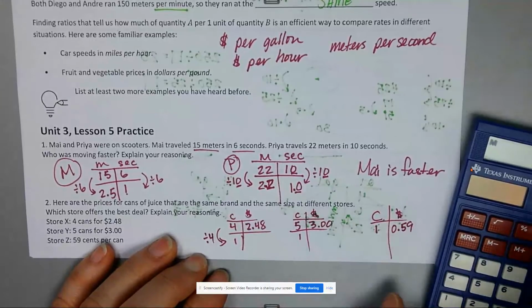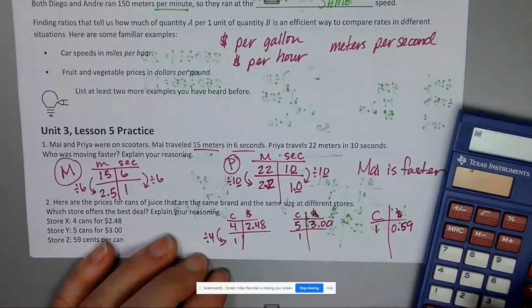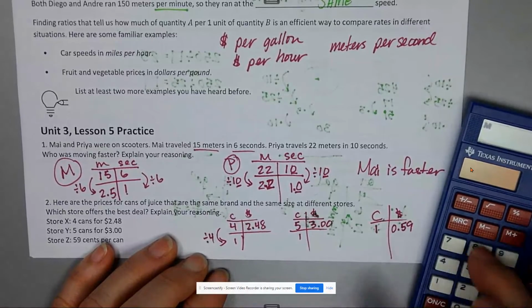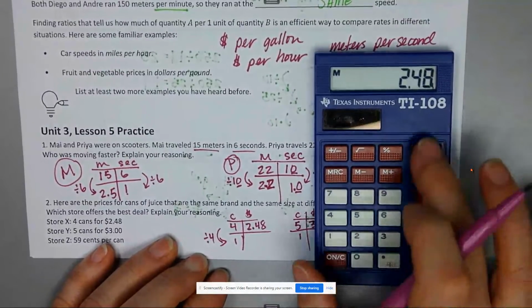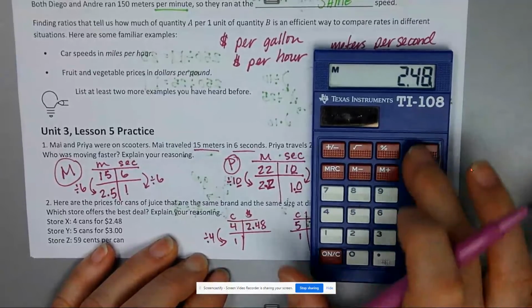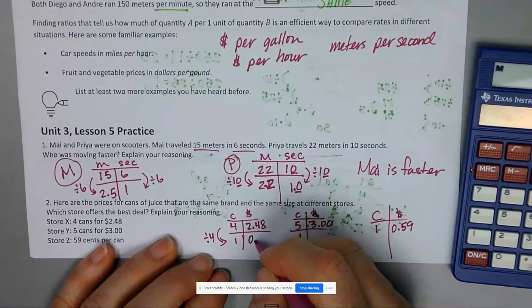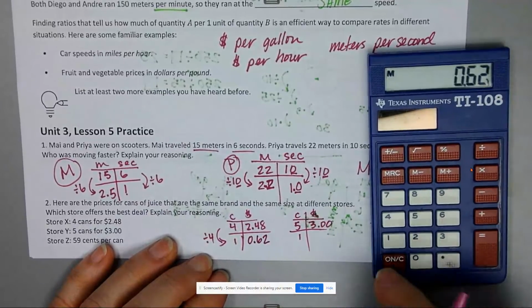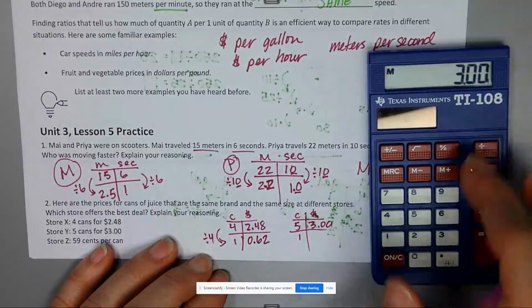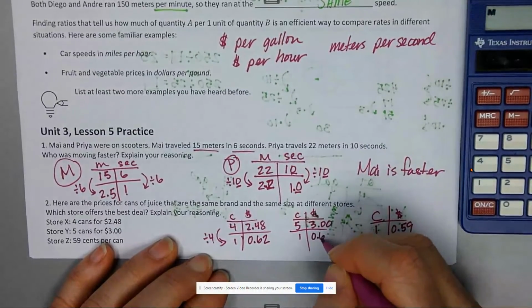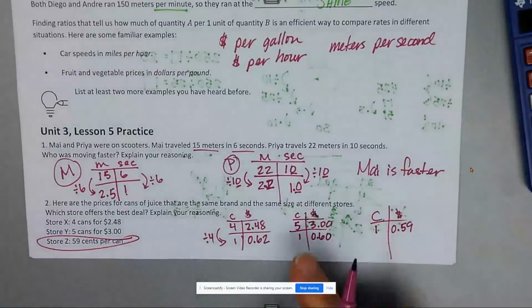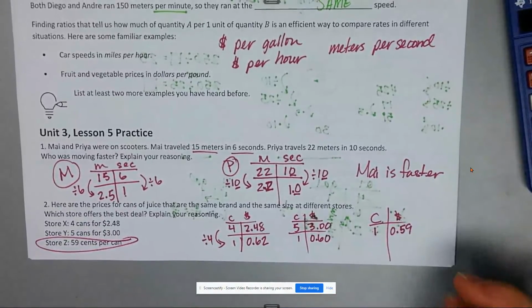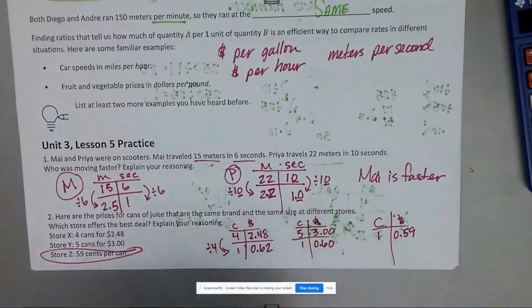248 divided by 4 is 62 cents, I believe. 2.48 divided by 4. Oop, did it wrong again. 2.48 divided by, oh my gosh. 62 cents. $3 divided by 5 is 0.60 cents. So store Z has the best price per can, 1 penny less than store Y, a couple cents, 3 cents less than store Z. All right, we're going to stop right there for your part 1 video.